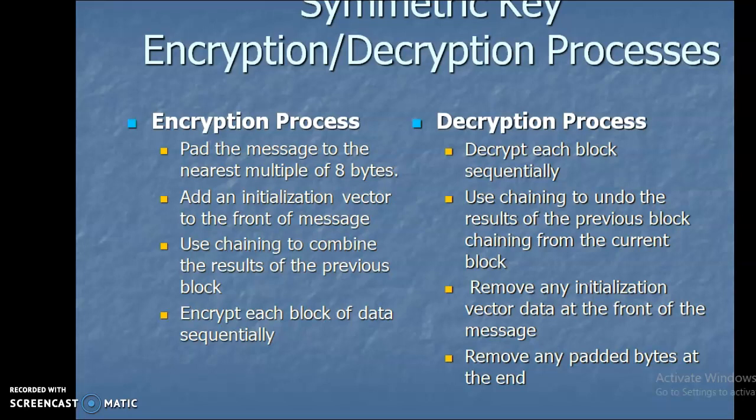So we pad the message in multiples of 8. Add an initialization vector to the front of the message. Use chaining to combine the results of the previous block and encrypt each block sequentially. Then in decryption, we decrypt each block sequentially. Use chaining to undo the results of the previous block chaining from the current block. Remove the initialization vector and remove any padded bytes at the end.